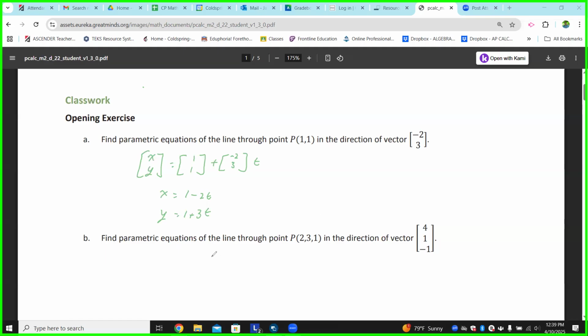This one here would be x, y, z equals x1. Oh, well, I'll just go ahead and write them. You already have the equations. This would be 2, 3, 1 plus 4, 1, -1 t, which then gives us x equals 2 plus 4t, y equals 3 plus t, and z equals 1 minus t.